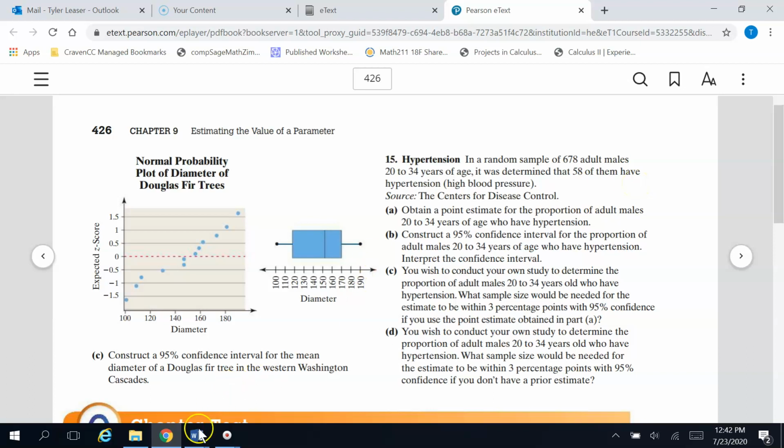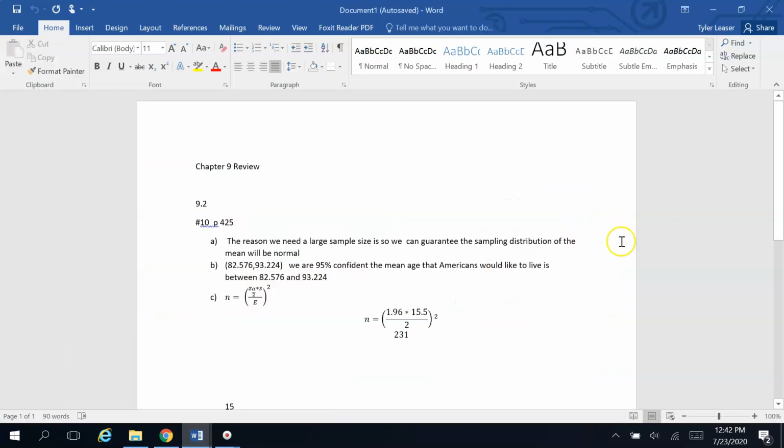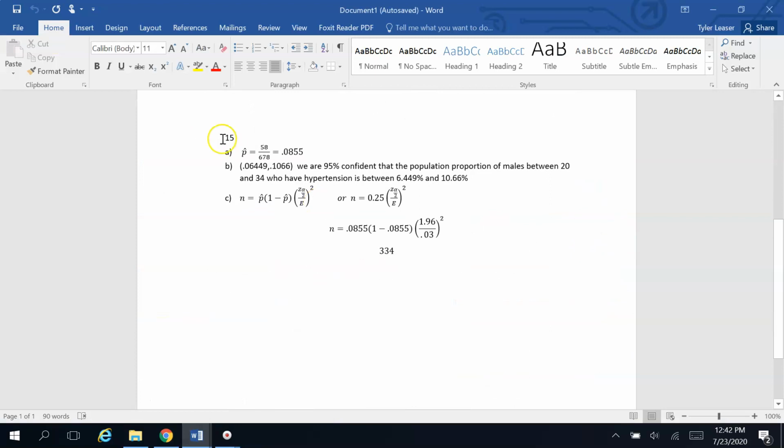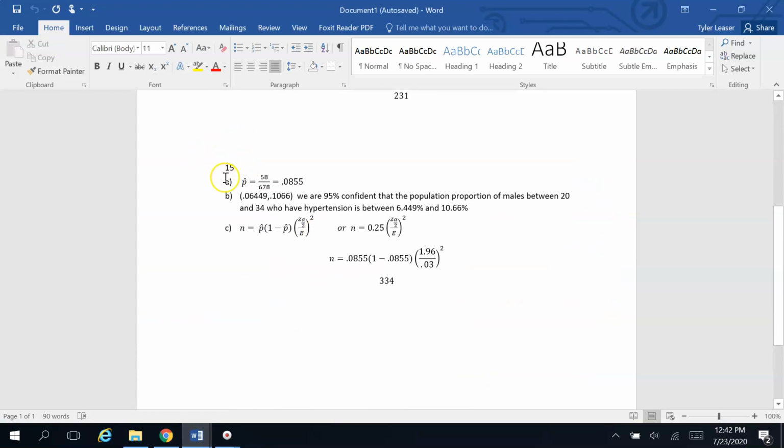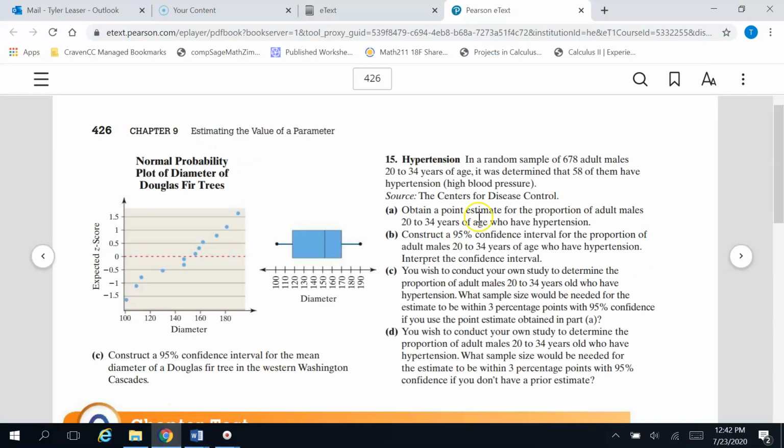So again, I've already recorded this, which is why I sound so perturbed right now. Here's the answers to this one, and I'll talk through it. So part A, it's asking us to obtain a point estimate for the proportion of adult males 20 to 34 years of age who have hypertension.